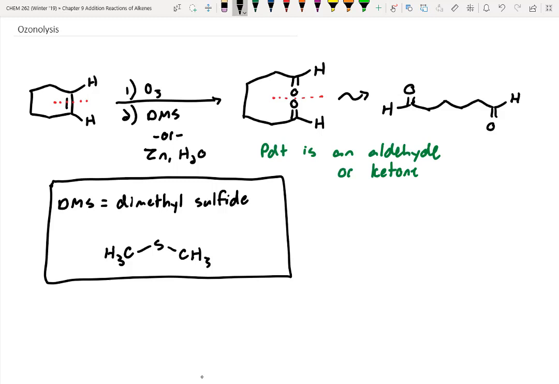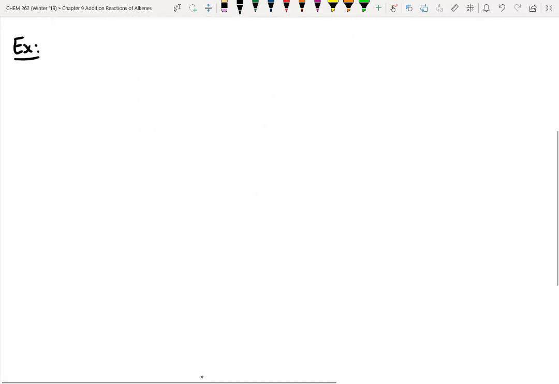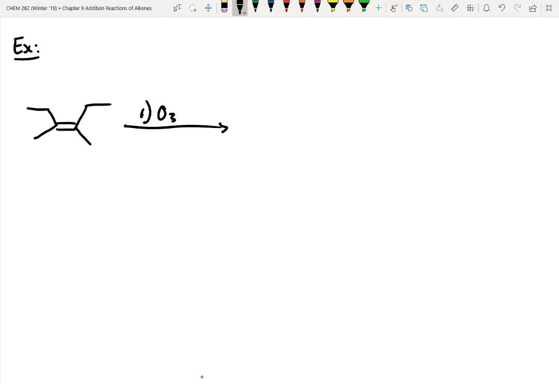So let's do a few practice problems, and I'll show you a few variations of this reaction in practice. So the first one, we'll do ozone as step one. That's O3, followed by zinc and water. If we think about this, we're going to cleave this double bond. And do you think we're going to form aldehydes or ketones? Ketones. So we can show the resulting product.